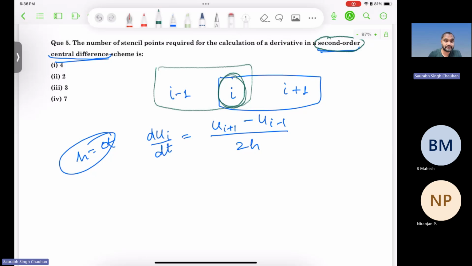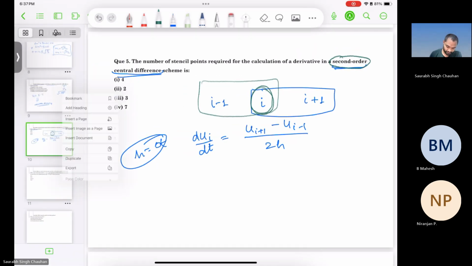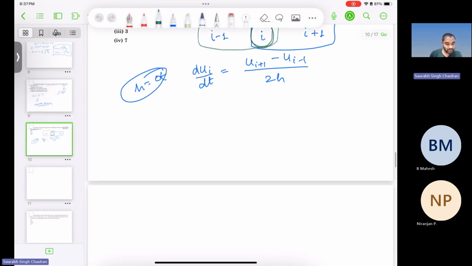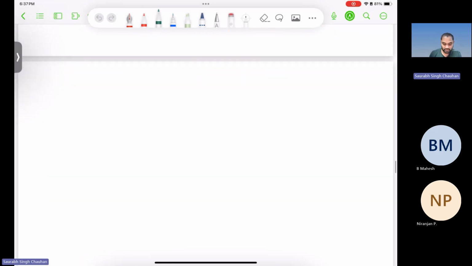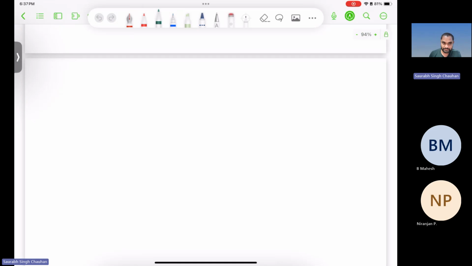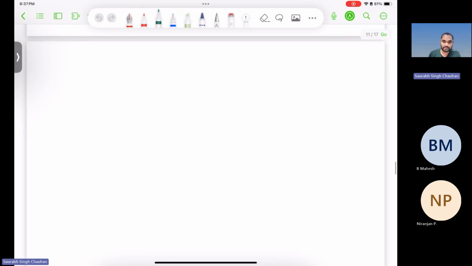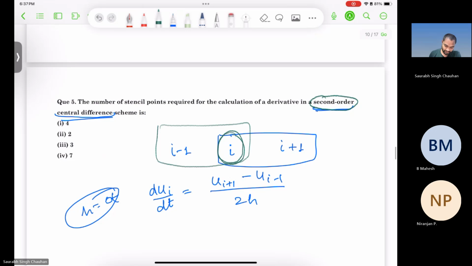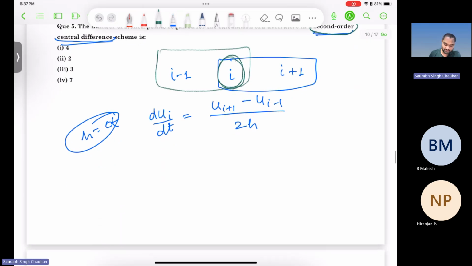You know Taylor series expansion? Before moving forward, I think we should discuss Taylor series. That is the main thing. Without Taylor series, you cannot write these central difference or forward difference or any difference scheme.